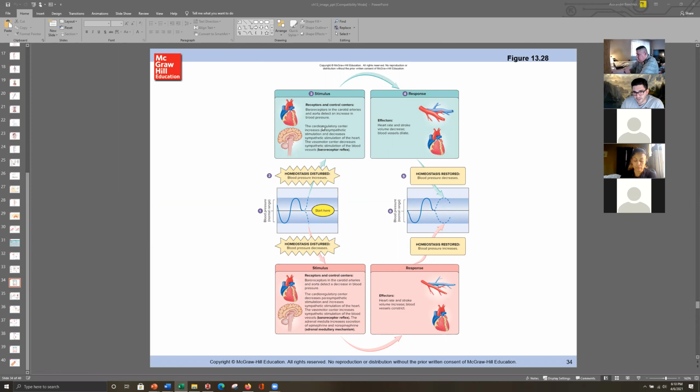So for example, when blood pressure increases, those baroreceptors in the carotid arteries and aorta can detect that increase. The cardiac regulatory center increases parasympathetic stimulation and decreases sympathetic stimulation of the heart. The vasomotor center decreases sympathetic stimulation of the blood vessels. One form of a baroreceptor reflex helps them dilate, right? All right.